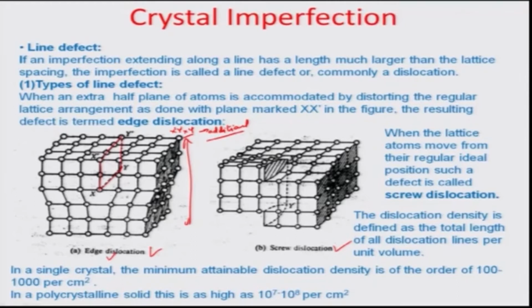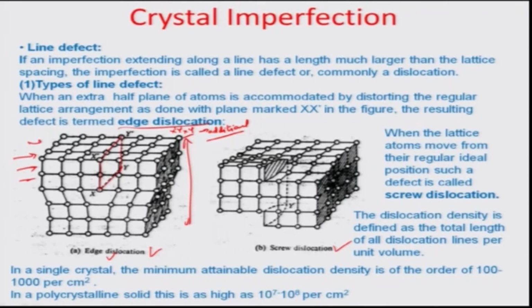So, whenever there is mechanical work done on this particular lattice, there is a movement of this extra plane, okay, which leads to probably a quicker response of the crystal to a mechanical deformation. Okay. So, this is called an edge dislocation.